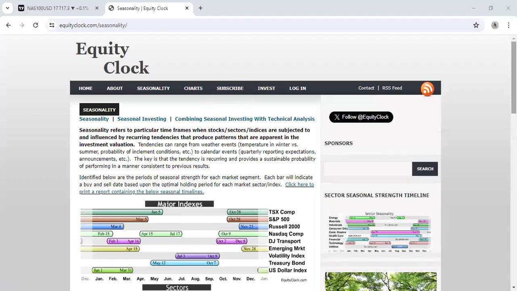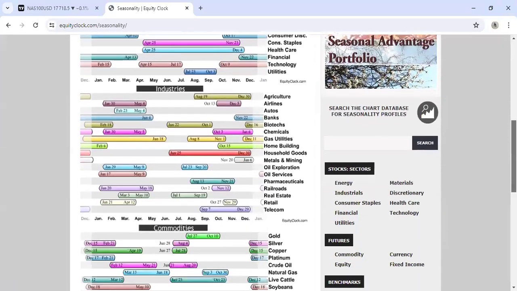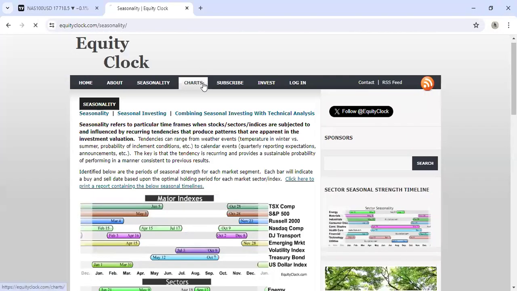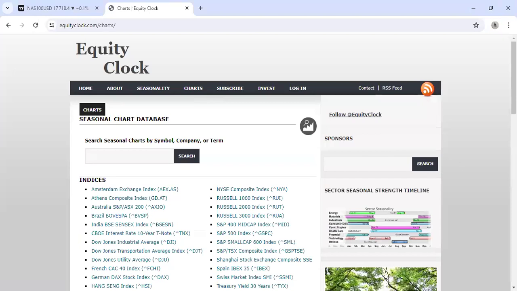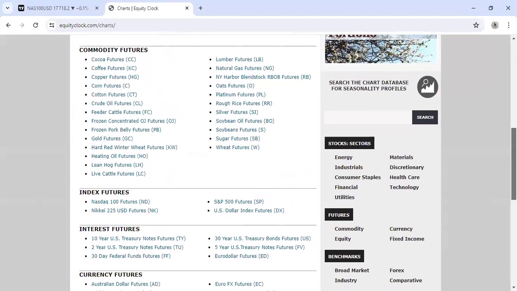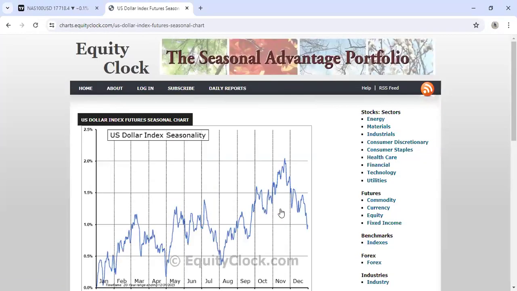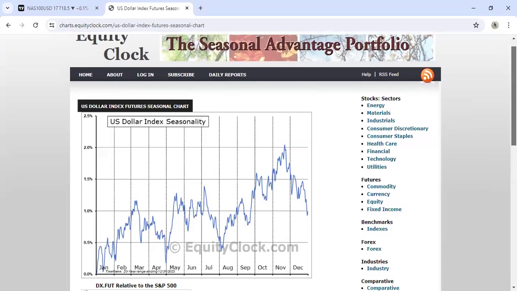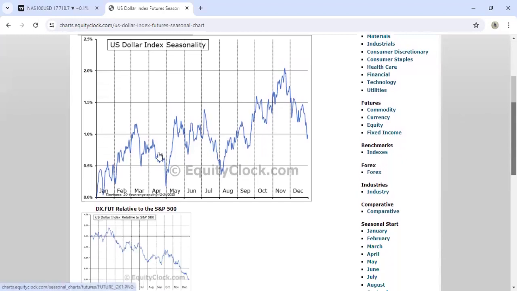Okay, guys, so this is our market review. Let's start with seasonalities. The US dollar index. Okay, so we're in the month of April. Today is 16th April. A decline on dollar is expected in April.